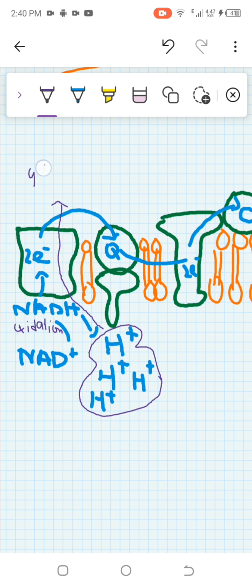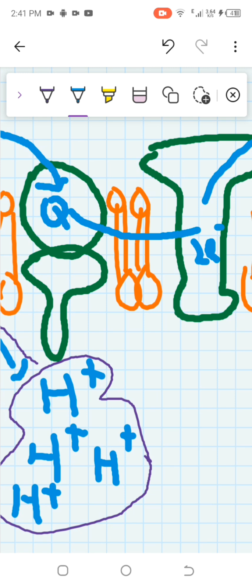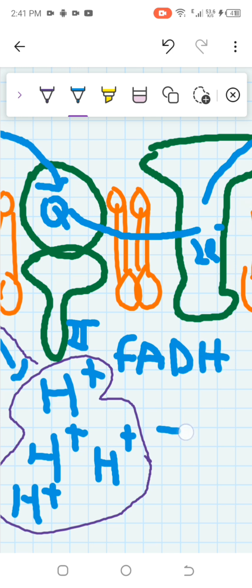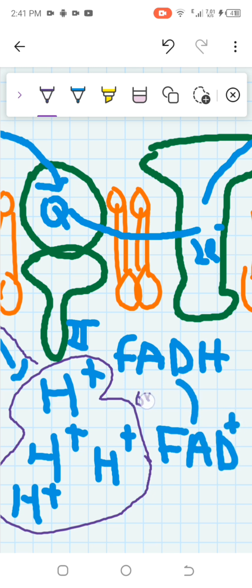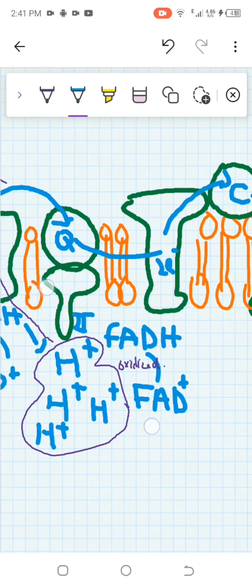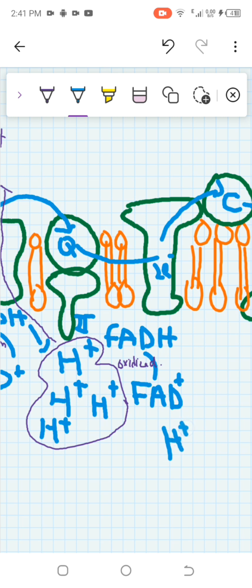Here we have 4 H positive. Fine. Again, here in complex number 2 we have FADH, which was made in the Krebs cycle. This FADH is oxidized to FAD plus. When it is oxidized, how many protons does FADH release? It releases 2 protons, H positive, and takes 2 protons from the stroma. So here we have 4 protons.